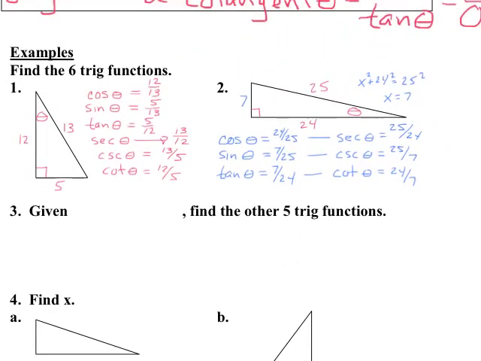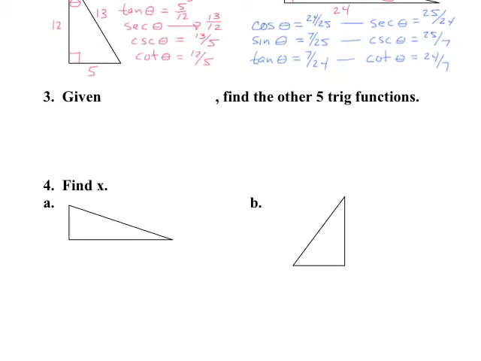Let's talk about another example here. Now I have some things left out here, so let's try this one. Here it says, given that sine of theta is equal to 4/5, find the other 5 trig functions. So if I tell you that there's some triangle out there that has sine of theta equal to 4/5, we should be able to come up with the other parts. One way we can do it very easily is, let's just make up a triangle.